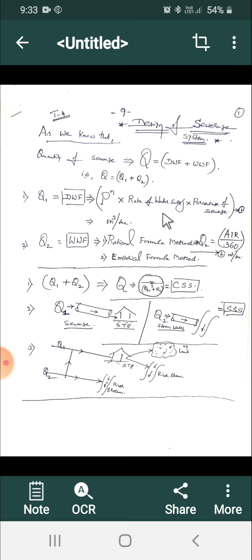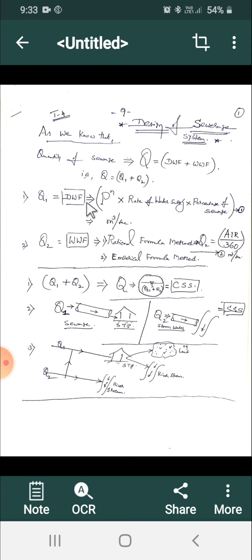Yesterday we studied the determination of DWF and WWF. DWF is equal to Q1, and WWF is equal to Q2. Now Q1 is nothing but dry weather flow. It is purely concerned with sewage.